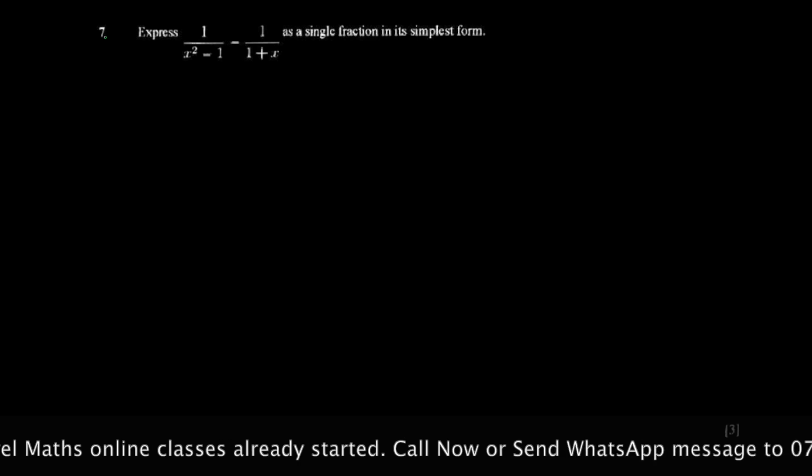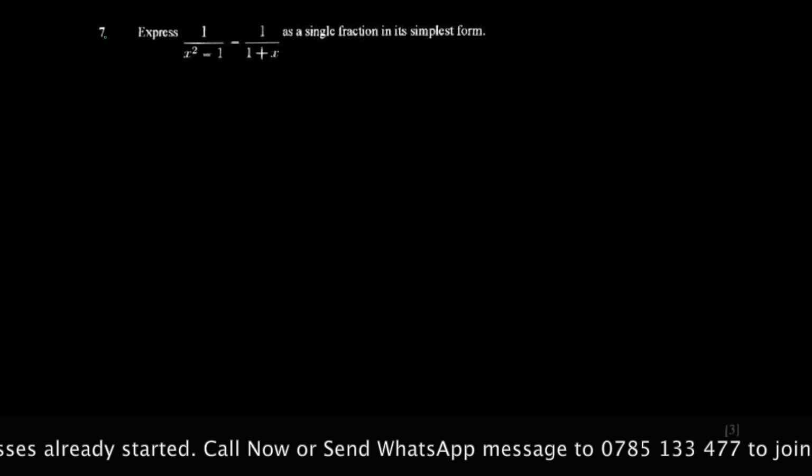So question 7 says express 1 over x squared minus 1 minus 1 over 1 plus x. Okay, you're asked to express it as a single fraction in its simplest form. Okay, so how do you think we should go about working this out? I think we should take down the denominators first. Okay, so you're looking for the common denominator, right? Yes. So the common denominator, how would you find it?